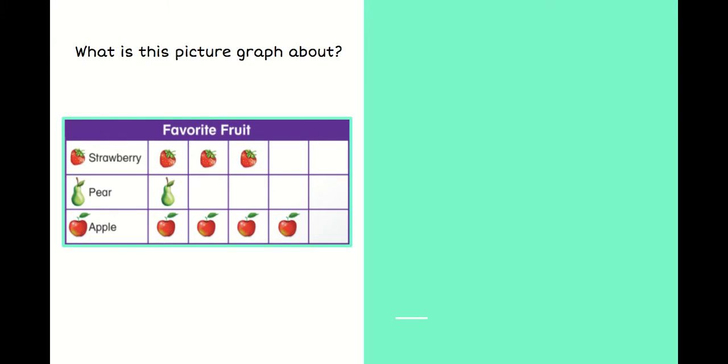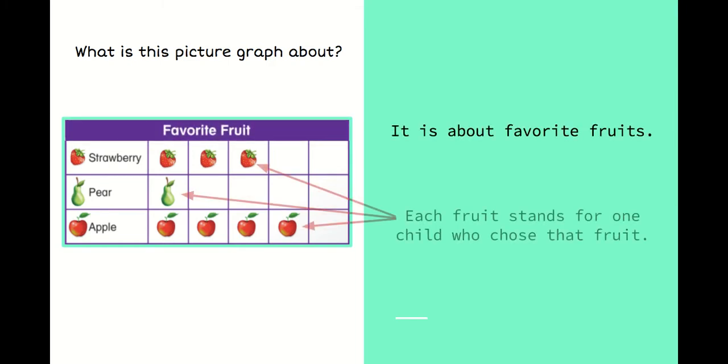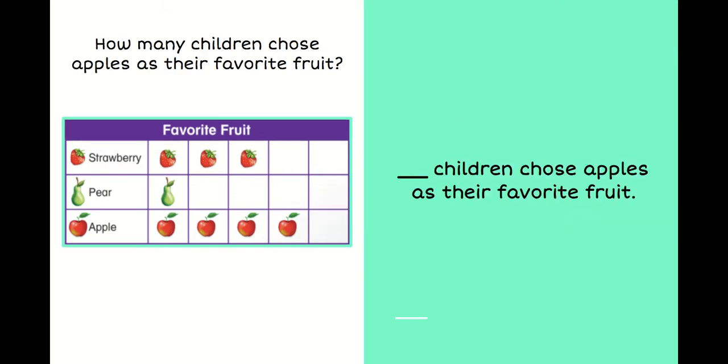Looking at this one, what is this picture graph about? Well, I can look at the title, I can look at the categories, and I can look at the pictures. I see the title "Favorite Fruit," and I see three types of fruit in the pictures that match it. So this picture graph is obviously about favorite fruits, right? Each fruit stands for one child who chose that fruit. The nice thing with picture graphs is it's pretty easy to tell what we're talking about based on the pictures they use.